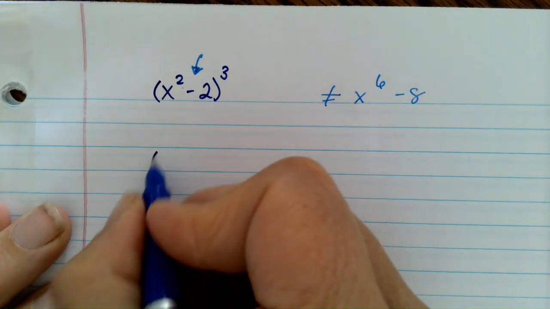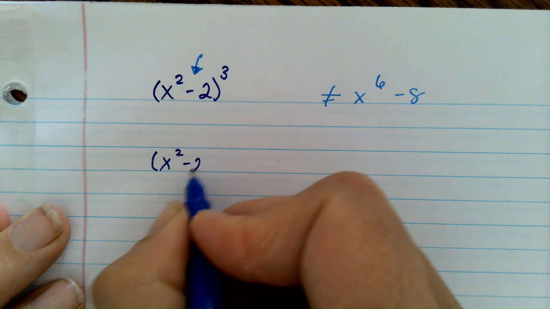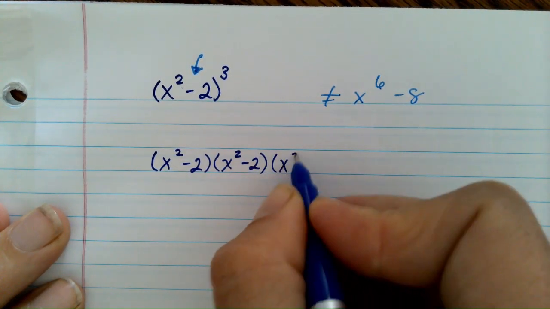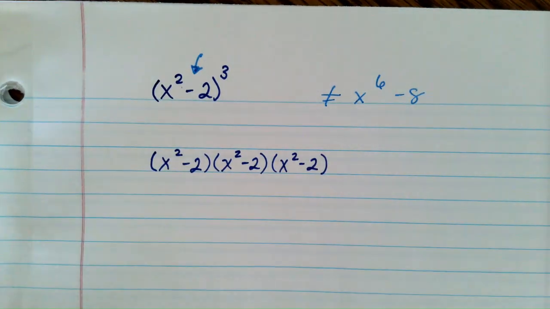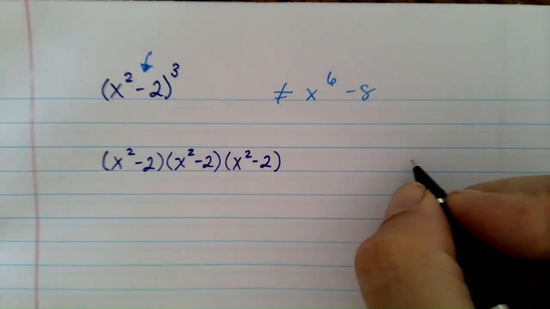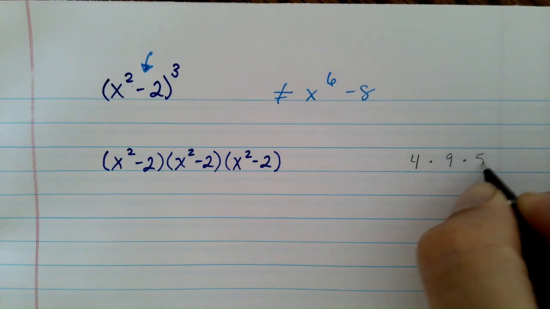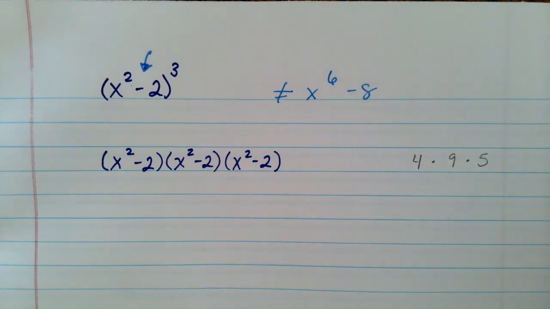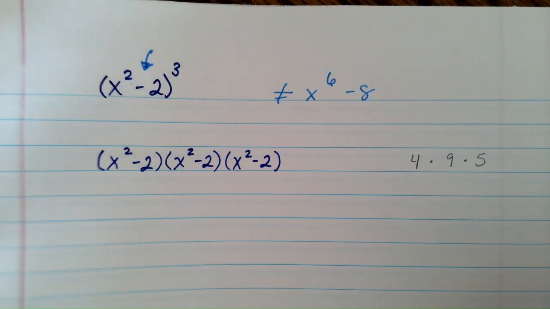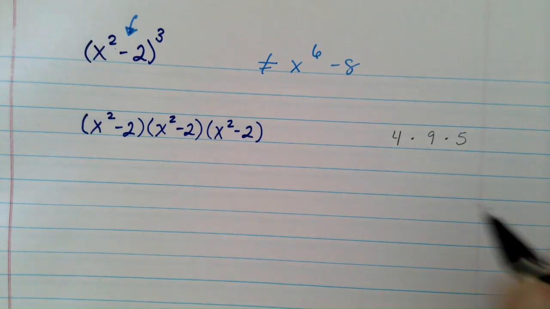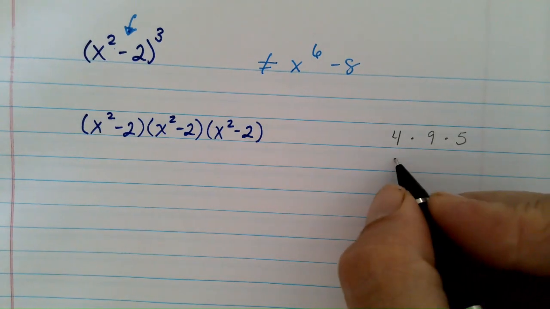So what this really means is x squared minus 2 multiplied by x squared minus 2 multiplied by x squared minus 2. Okay, so let's think of, on a side note, how do I do 4 times 9 times 5? I can do this one in my head. You may not be able to. I bet if I showed you how I did it in my head, you could. So I don't like doing this order. I'm going to go ahead and commute it really quick.